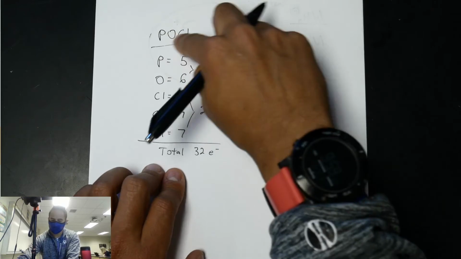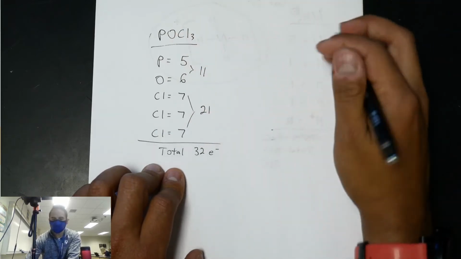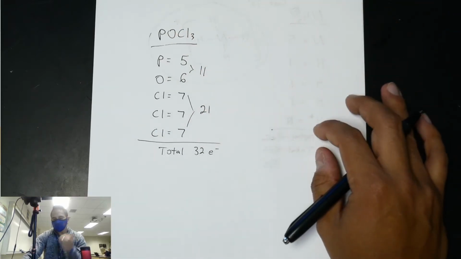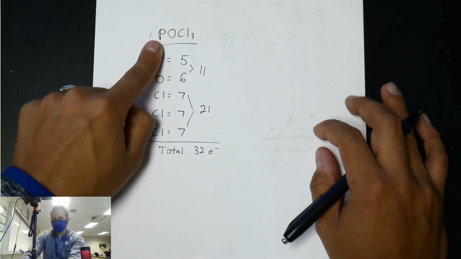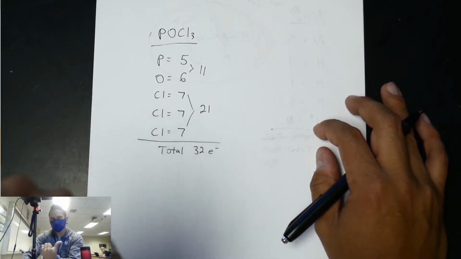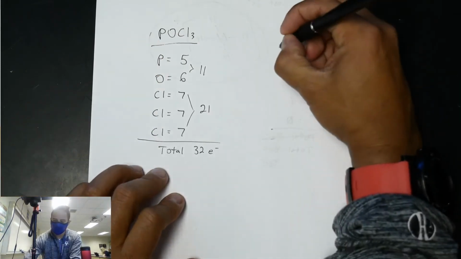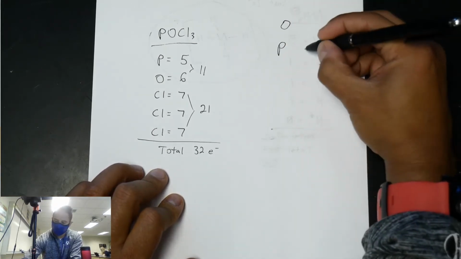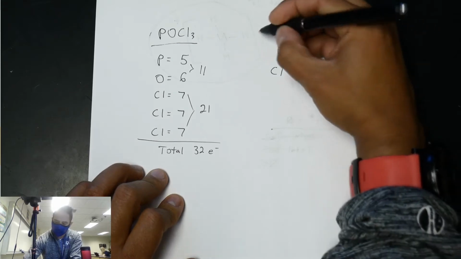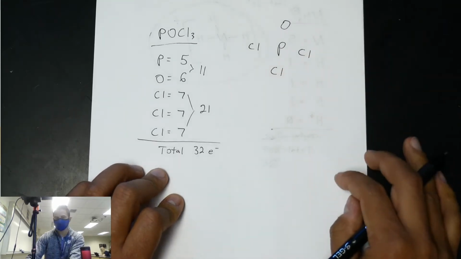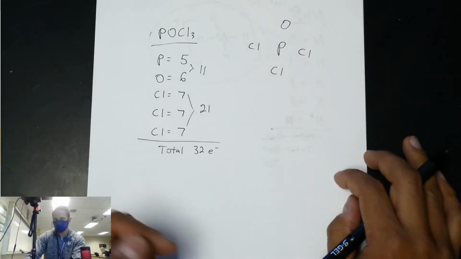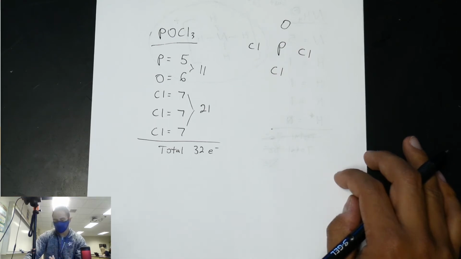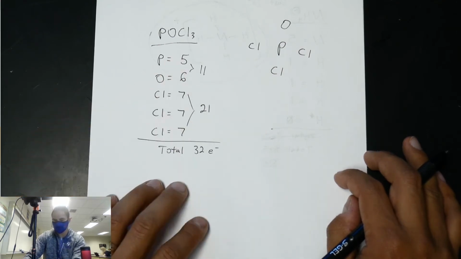So from here, let's take all of these elements. Usually, the element we want to put in the middle is the one that is furthest to the left on the periodic table. So in this case, it's going to be phosphorus. So we'll put phosphorus in the middle. We'll put our oxygen and our 3 chlorine atoms around the phosphorus, like this. So we always want to have one of these atoms in the middle. And again, whichever one we want is usually the one that has the least number of valence electrons.